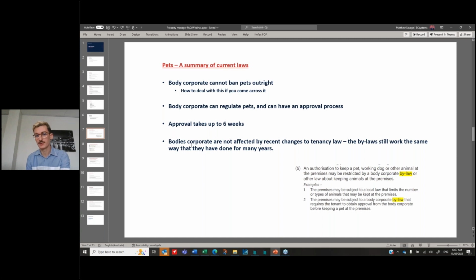Plus, if there's specific issues in the particular buildings, they can impose conditions as well. So if a particular building's had problems before with dogs on the driveway, they might have different conditions to the building next door, which has had different problems. So that process is the same.